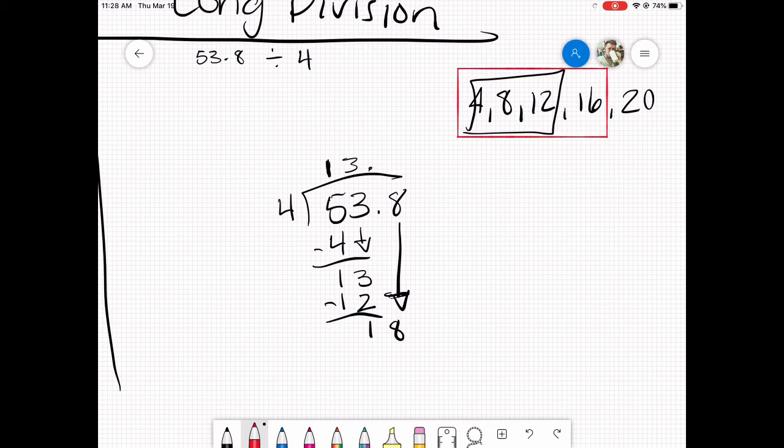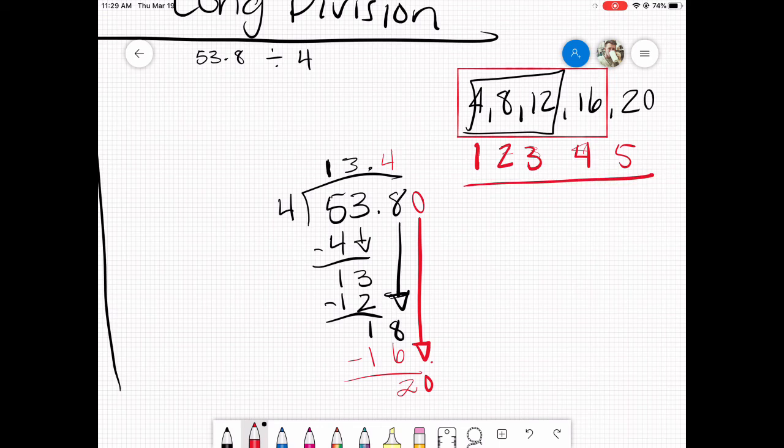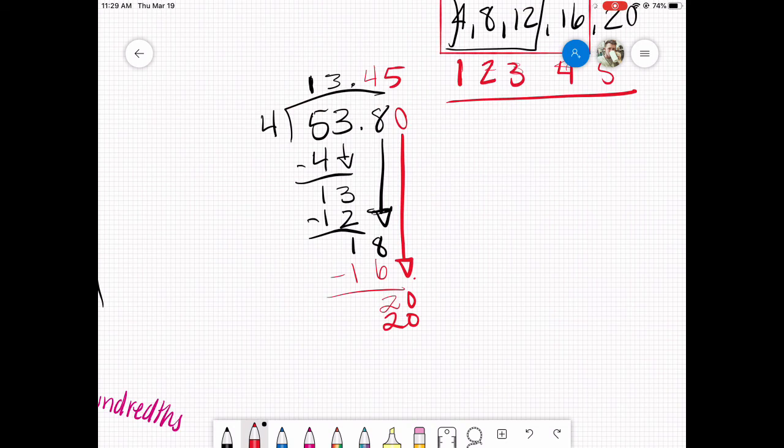Sorry, I got to change my color there real quick. Then we see that 4 groups of 4 go into 18, so that would be 16. So 18 minus 16 is 2. Since we don't have a number after the 8, we're going to add a 0 because there's an infinite amount of zeros behind any number to the right of the decimal, not to the left. So we bring that 0 down, and then we ask how many groups of 4 go into 20. As you can see up there, that's 5. So now our answer is 13.45.